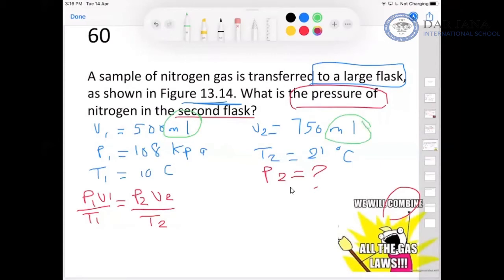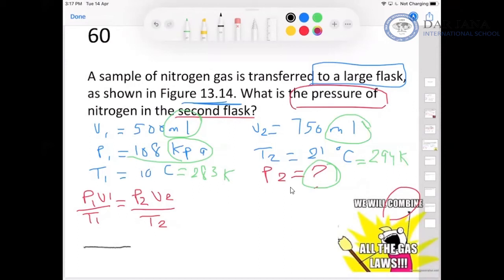You can just use the volume in milliliter. P1 is given in kilopascal, which means that P2 will also be calculated in kilopascal. Now the temperature should definitely be in Kelvin. So T1, if I convert that to Kelvin, will be 283 Kelvin, and T2 is going to be 294 Kelvin.